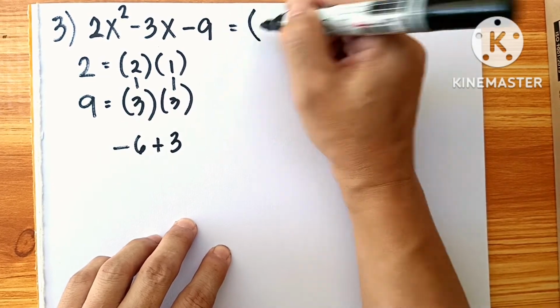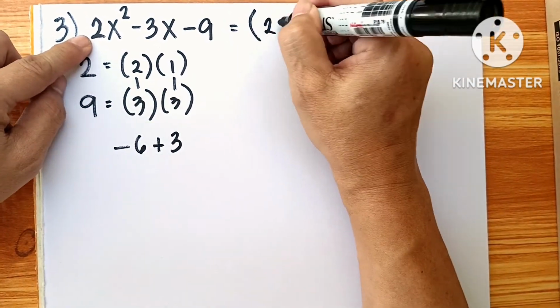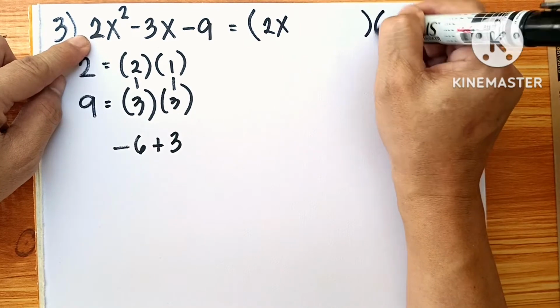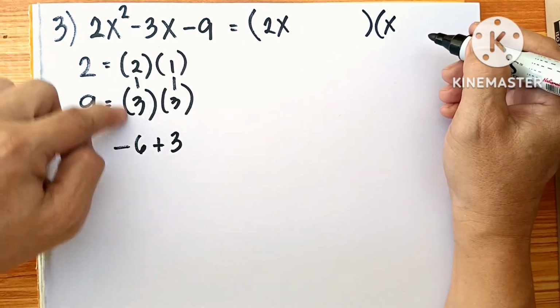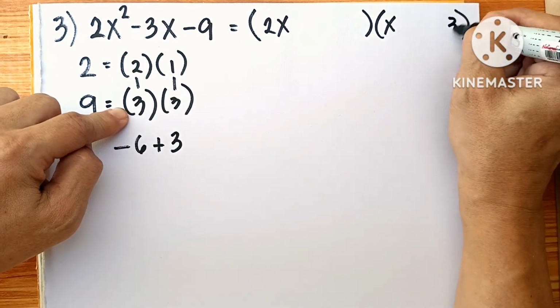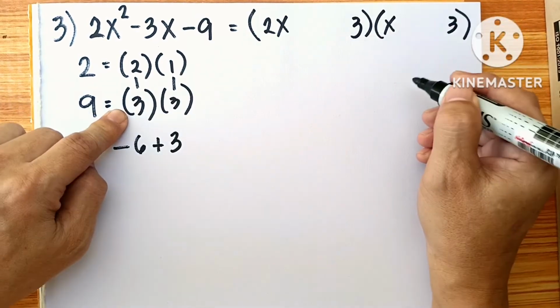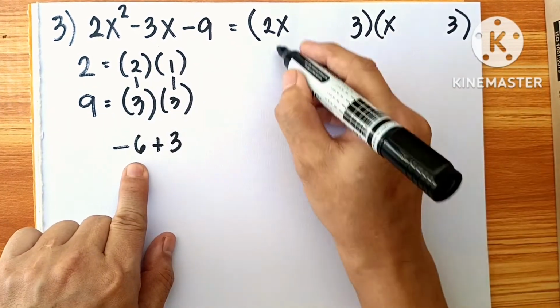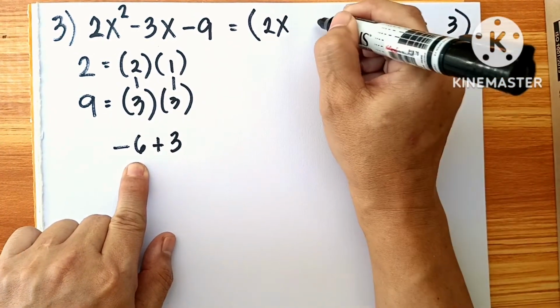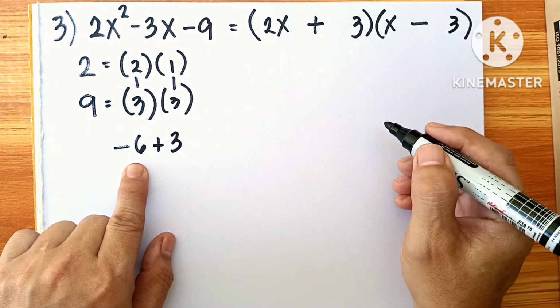So what are the factors? Again, start with the first term, 2x and x. Match 2 with 3. So dito tayo, 3 rin dito, okay? Now we need negative 6. This is negative 6, so negative here, positive here, and we are done, okay?